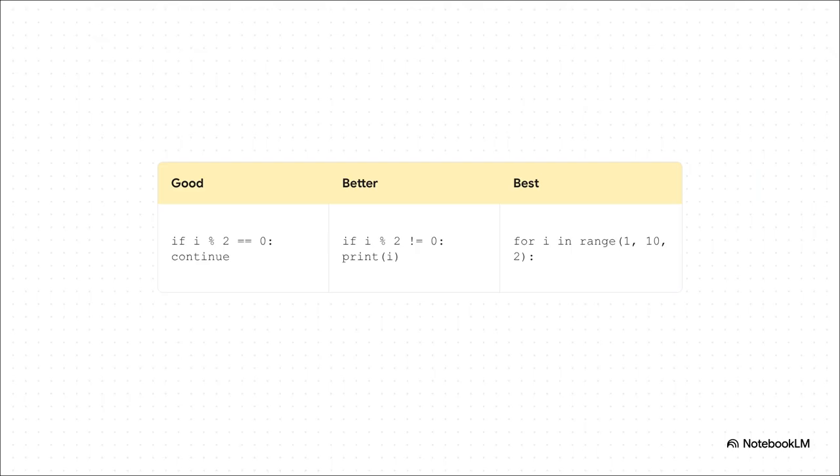I love this slide because it shows the evolution of writing good code. In the first column, we're using continue to skip the even numbers. It works, so it's good. The second option is a little clearer, a little more direct, so better. But the best option, the most elegant, the most Pythonic, is the third one. It uses the step argument in range to only generate odd numbers in the first place. No extra logic needed inside the loop. That is what clean code looks like.